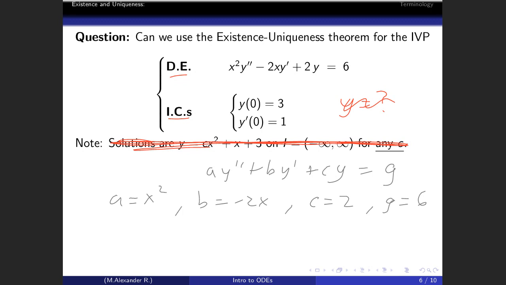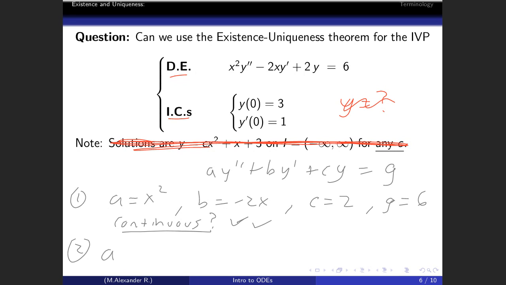And now the first check that we need to do is we want to know if these functions are continuous. That's the question. And in this case, they are, because all of them are polynomials or just constants, which technically are polynomials. So that's the first check. Okay. So we check that the a, b, c, and g functions are continuous.